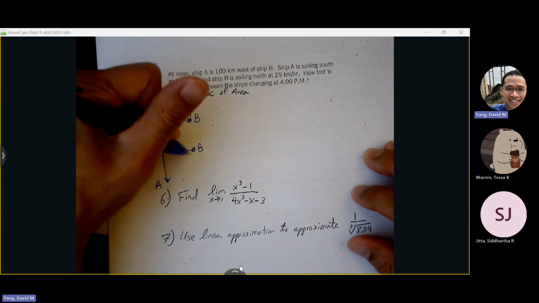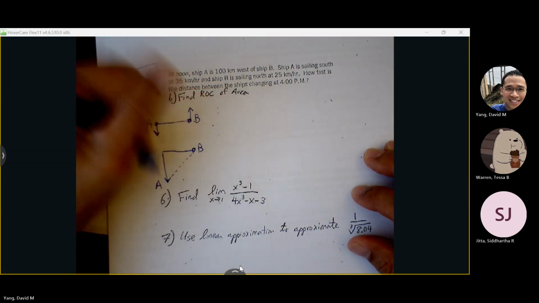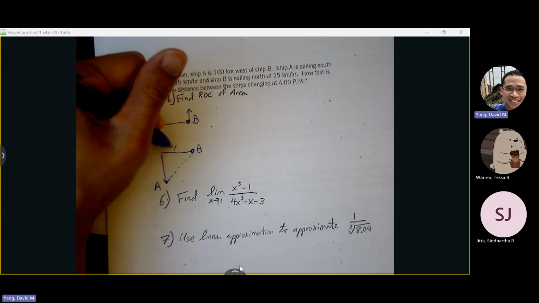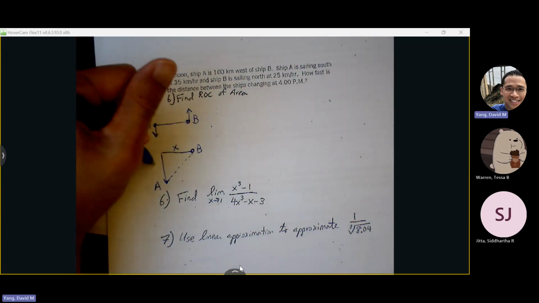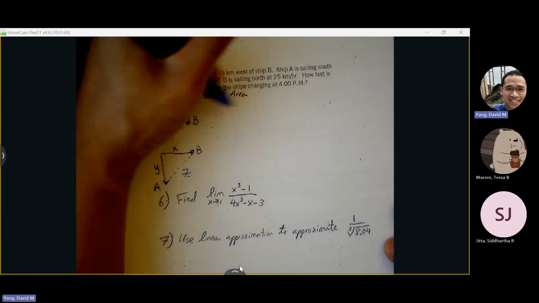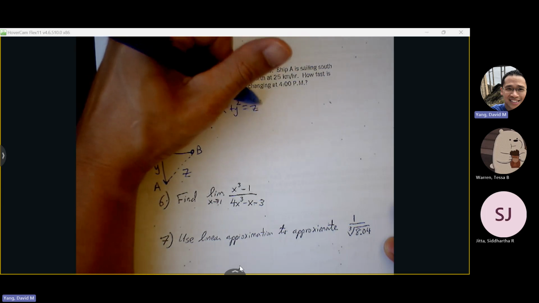So we can think of it this way, where x is constant, y is moving, and then z is also moving. So we say x squared plus y squared equals z squared.